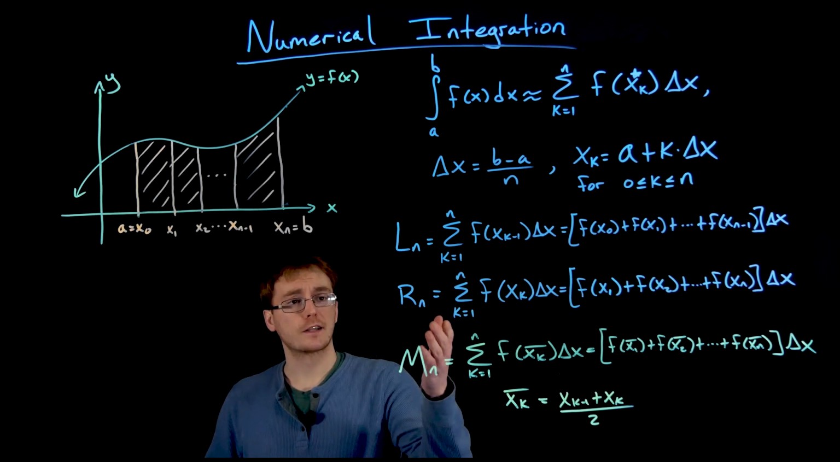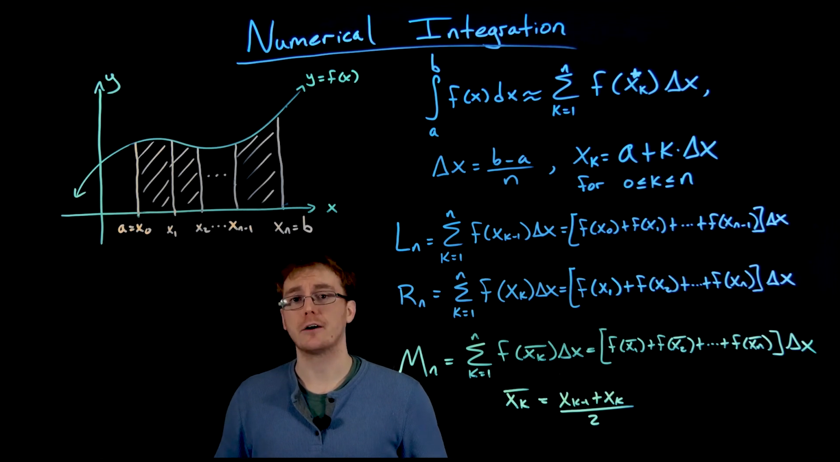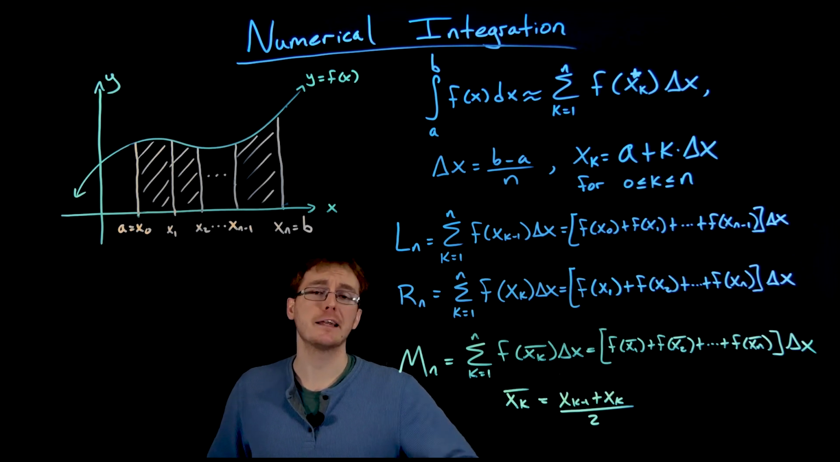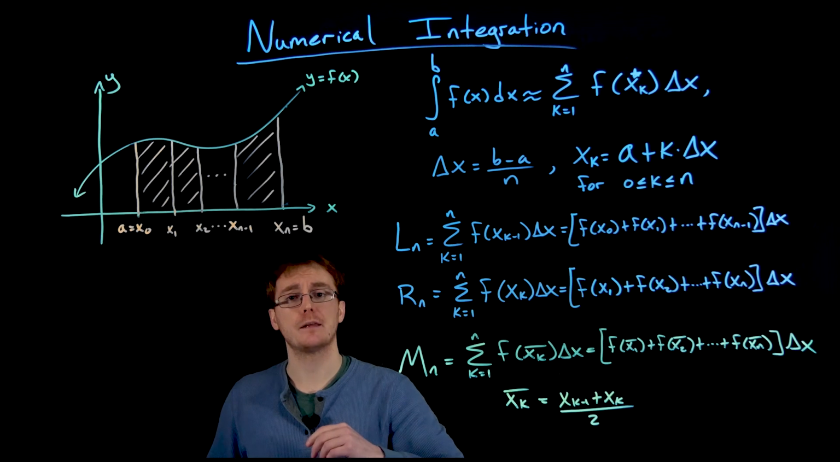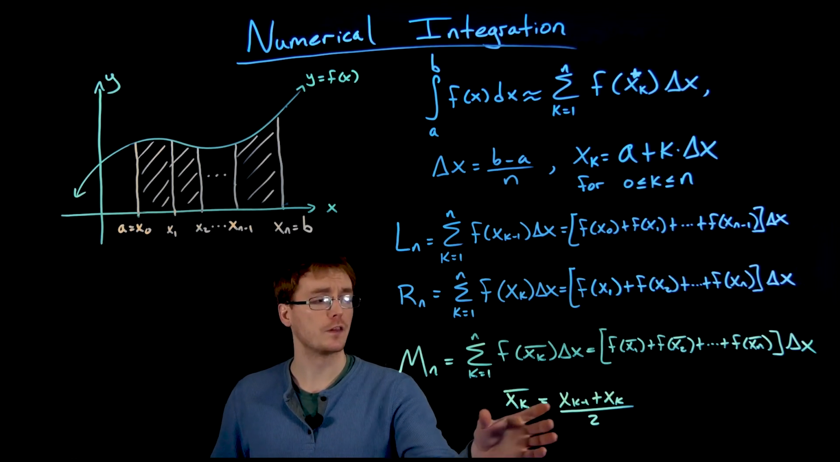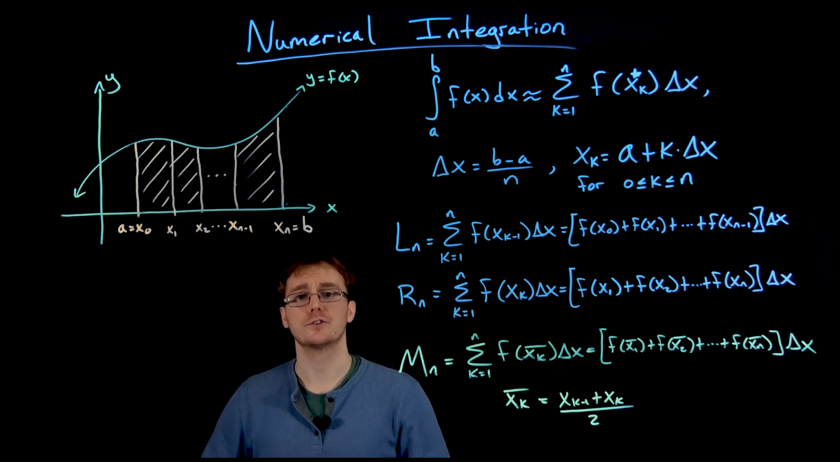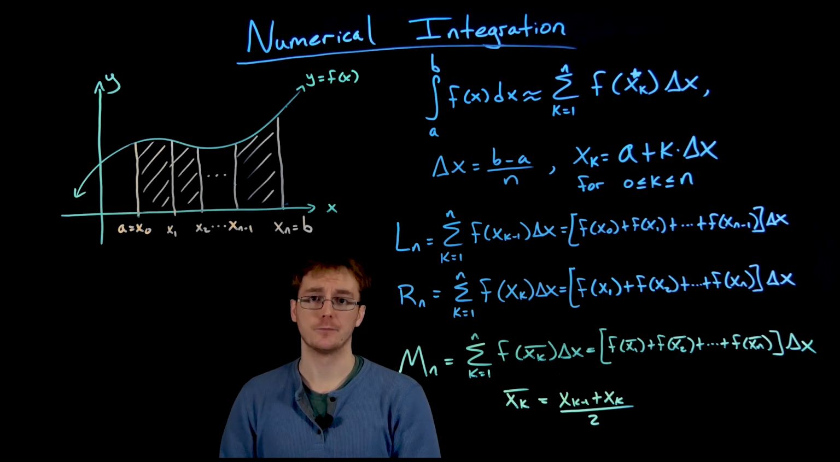And so we'll often look at multiple estimates for the same integral to help us get an idea of what the true value of that integral might be. Depending on the situation, maybe we know that the left endpoint is an underestimate and the right endpoint is an overestimate. Well, then maybe the midpoint will give us something in between those two, and that'll be closer to the true value of our integral.